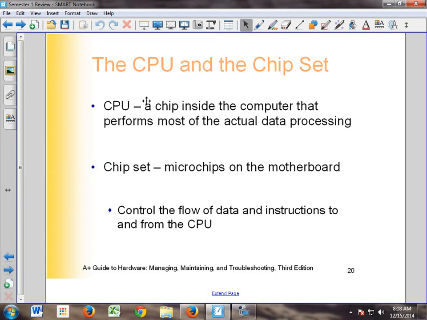Okay, so a CPU is our brains to the operation. The chipset is what controls the flow of information to that. Without the chipset, the CPU is worthless. Okay, it controls all the flow of information around the motherboard to the CPU.